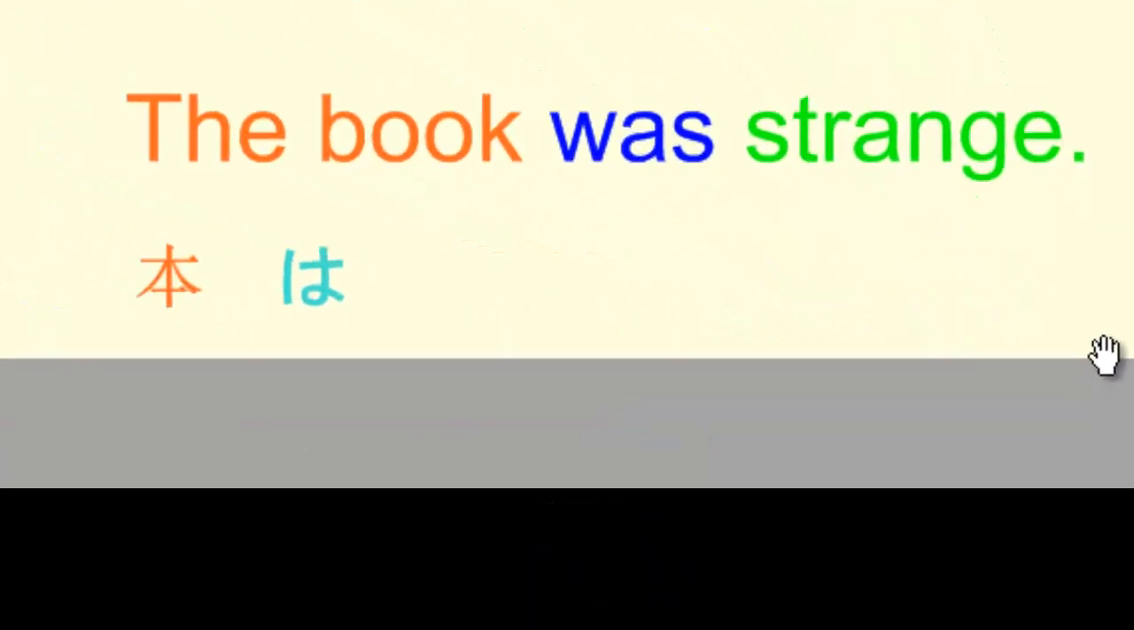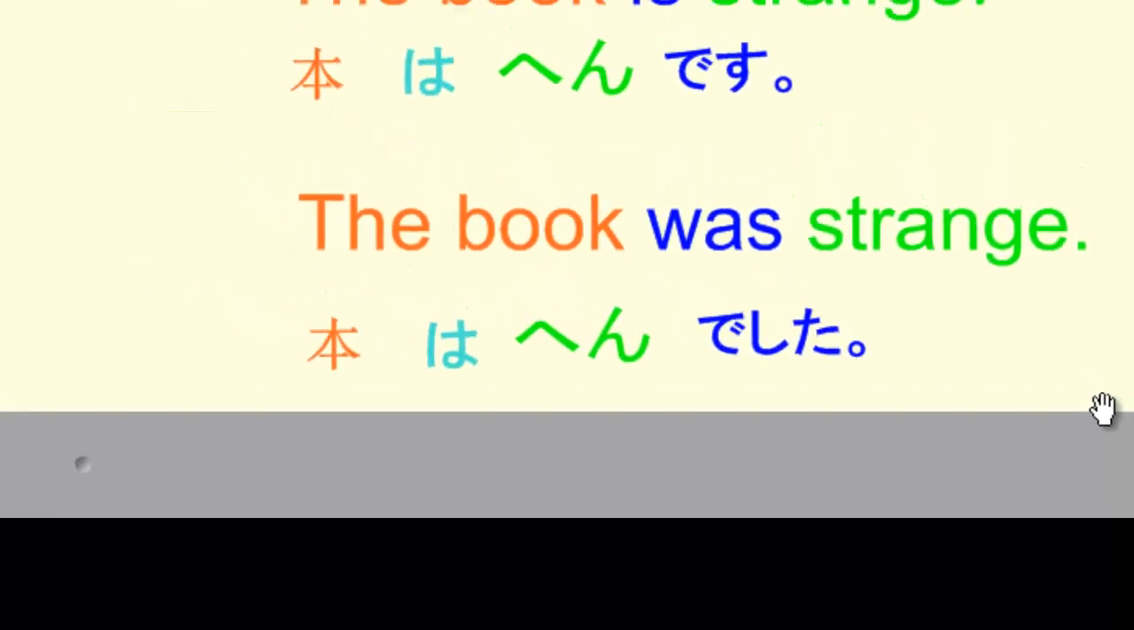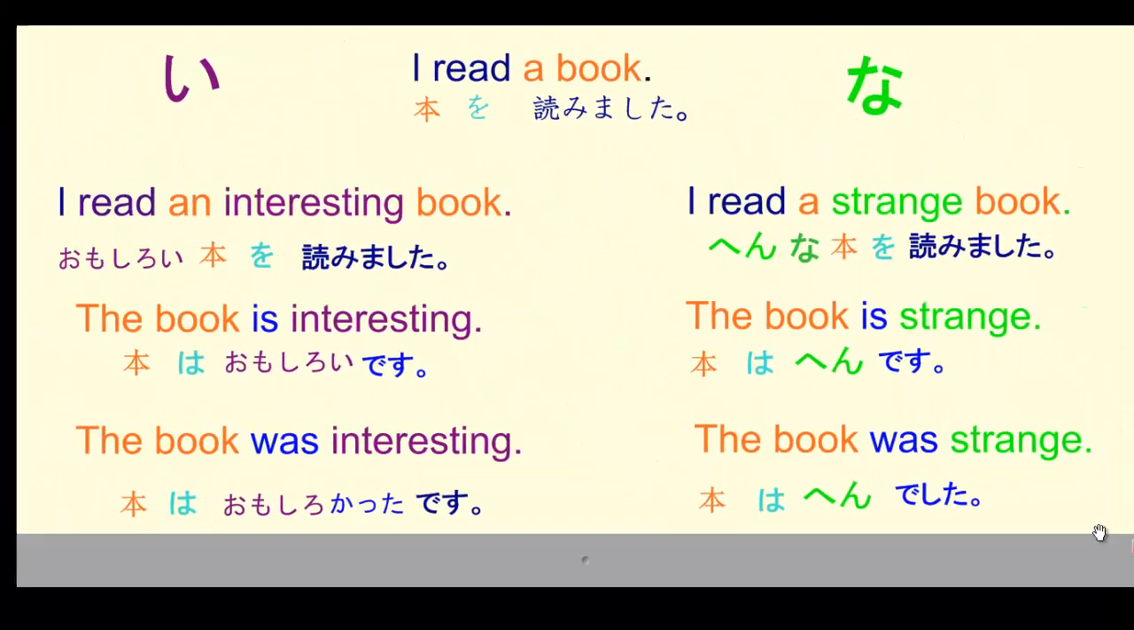We need the na adjective weird, which is hen. Then we need to make it into the past tense. Now, hen itself never changes. There's no taking anything off the end. There's no adding katta. We're going to simply use the past tense of desu, which is deshita. Hon wa hen deshita. The book was strange.